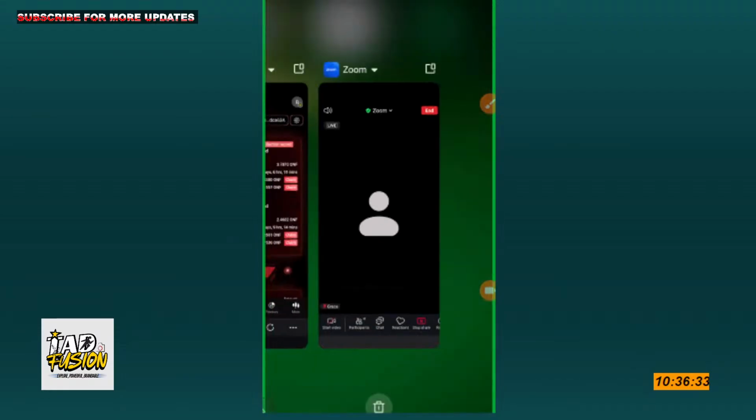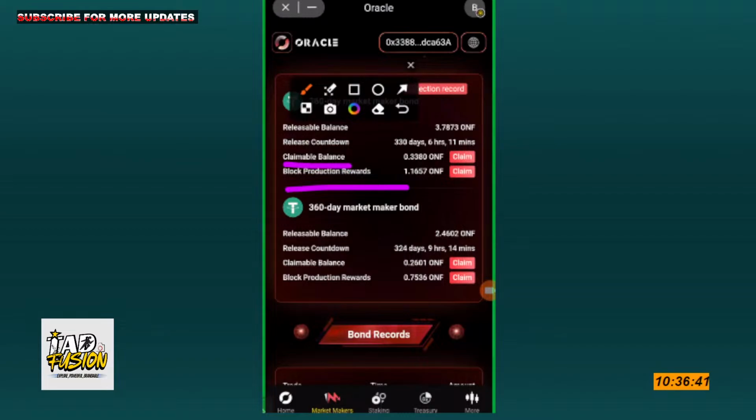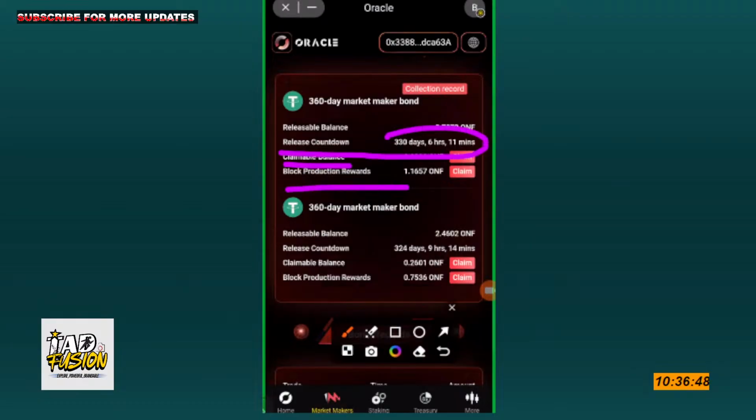All right. So we have understood block production reward. We have understood claimable balance. Then we have understood release countdown. Release countdown, these are the days you have bonded. They count going down.